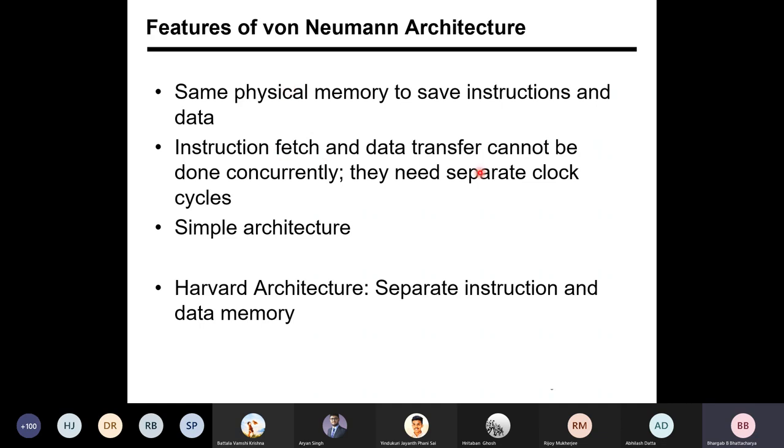So instruction fetch and data transfer cannot be done concurrently because you have the same memory in von Neumann architecture. And it's a very simple architecture, as you can see. There is a variation which is known as the Harvard architecture, where separate instruction and data memory are kept. More or less, conceptually it is the same, but here, because you have 2 separate copies of memory, the instruction fetch and data fetch can be done simultaneously, maybe expedited. So that we'll discuss later.